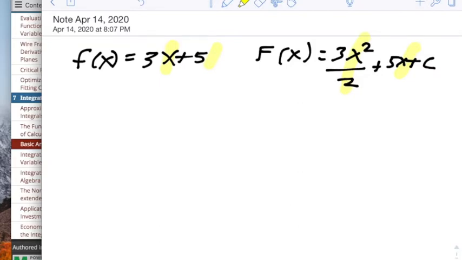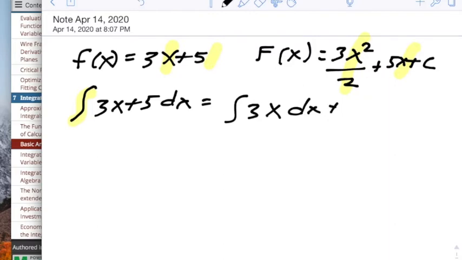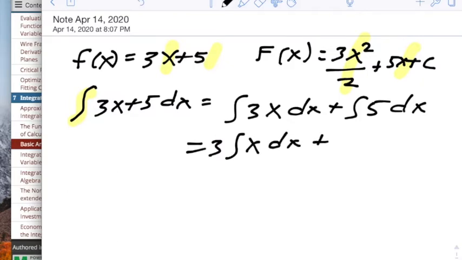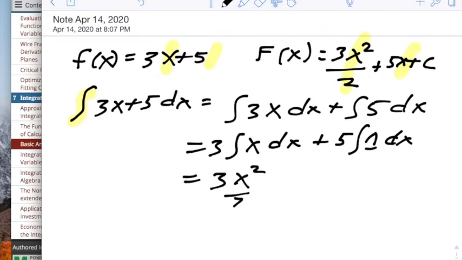If I wanted to do all of the steps, I would say the antiderivative of 3x plus 5 dx is the antiderivative of 3x dx plus the antiderivative of 5 dx, which is 3 times the antiderivative of x dx, plus 5 times the antiderivative of 1 dx, and this will become 3x squared over 2 plus c1 plus 5x plus c2.